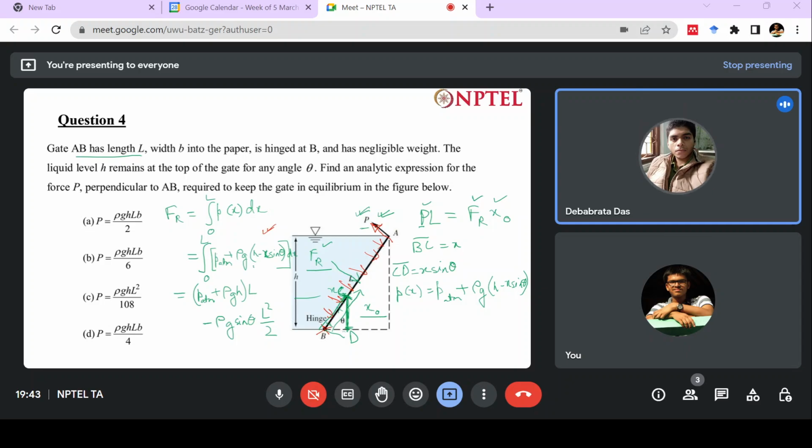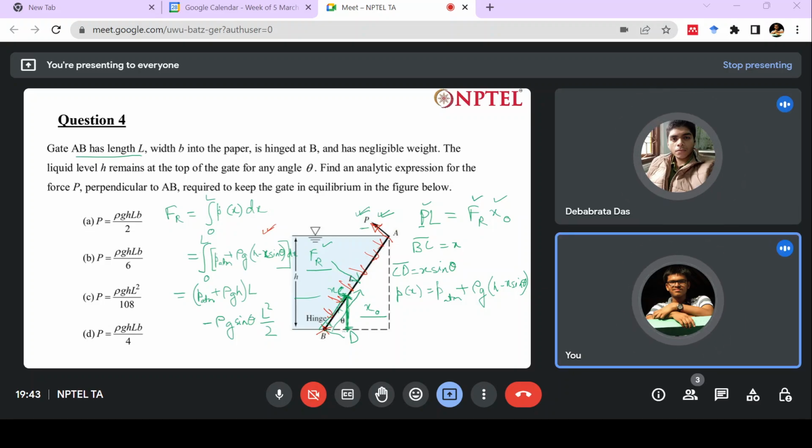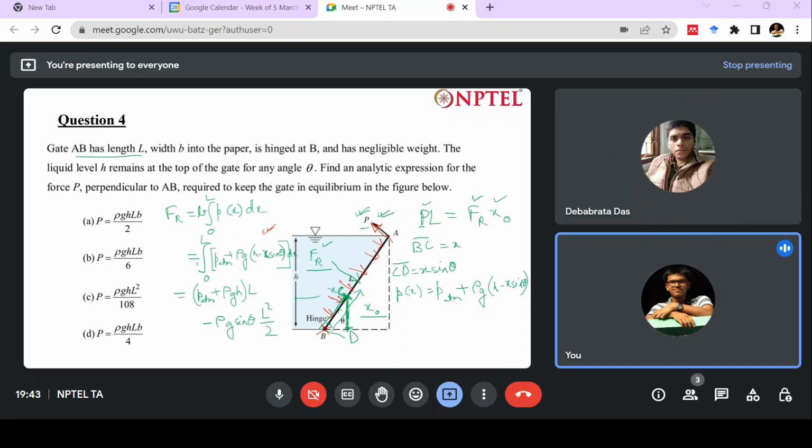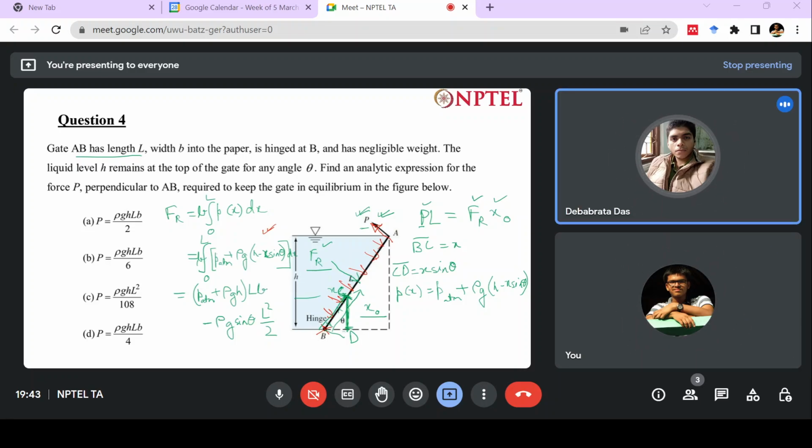One thing we have missed is B, because this width is B, and that will always be there because pressure into area is your force. Pressure with dx is one length, so it should be multiplied by another length to make it area. So this will be B into this. Everywhere we have to multiply B. So this we have got as FR.